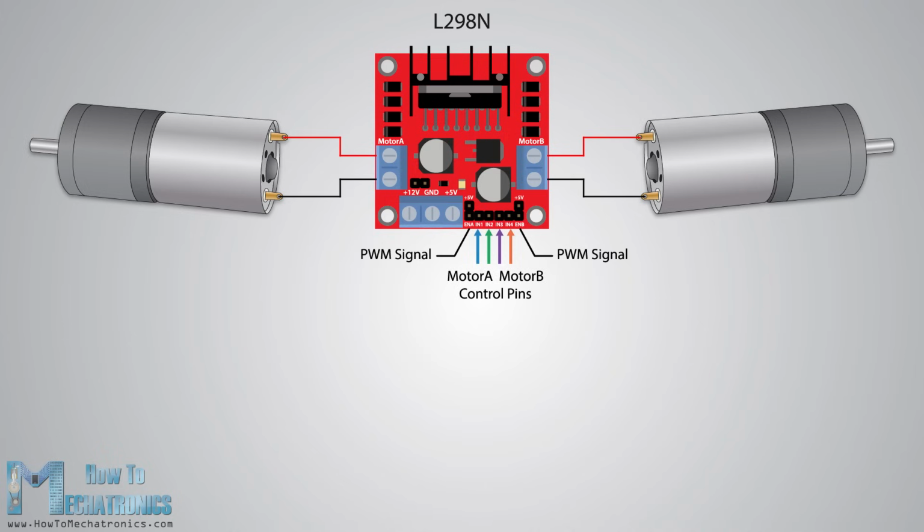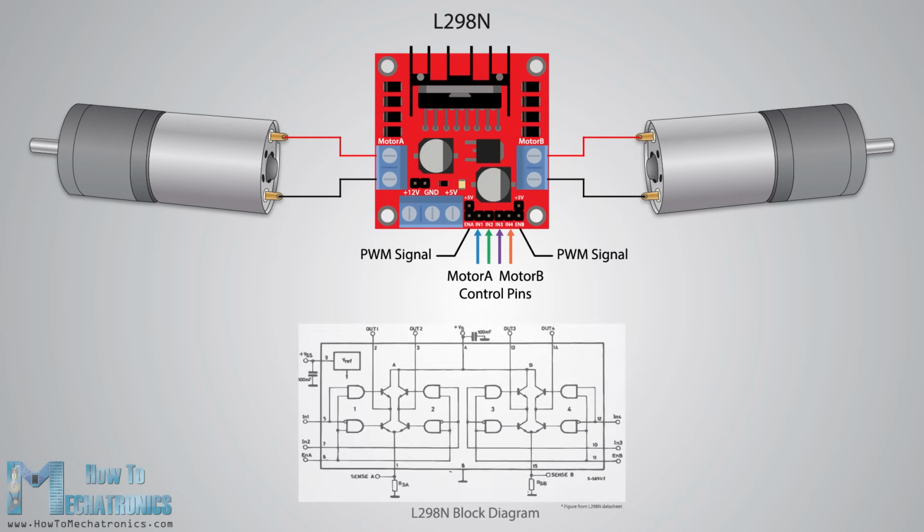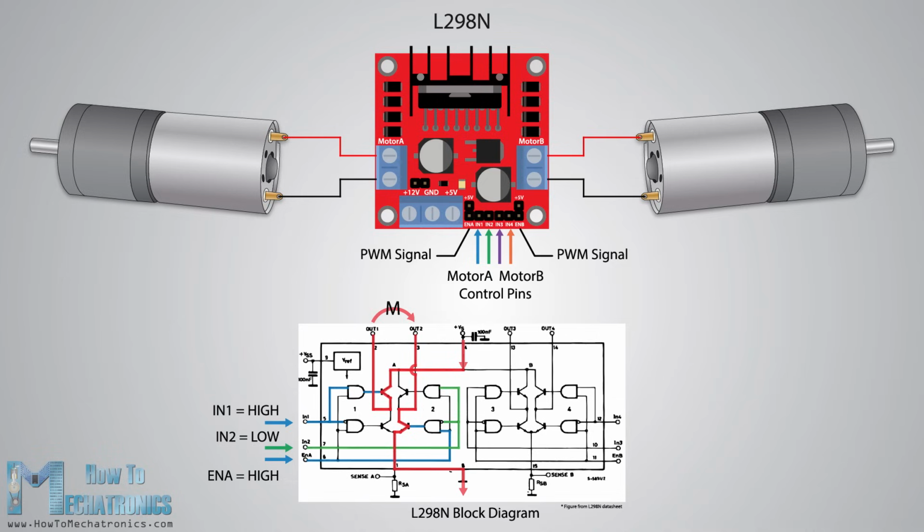Next, the input 1 and input 2 pins are used for controlling the rotation direction of the motor A, and the inputs 3 and 4 for the motor B. Using these pins, we actually control the switches of the H-bridge inside the L298N IC. If input 1 is low and input 2 is high, the motor will move forward, and vice versa, if input 1 is high and input 2 is low, the motor will move backward.